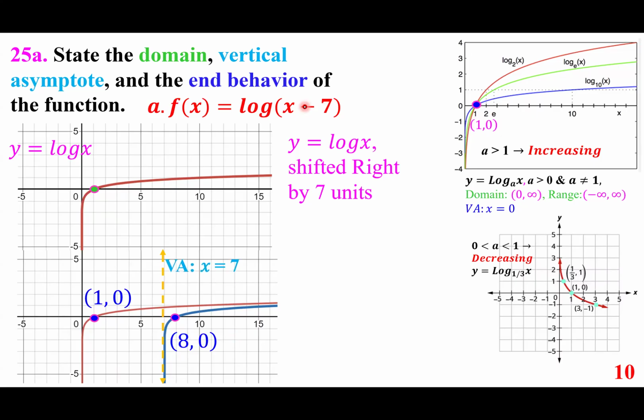Now, let's discuss the domain. Let's discuss the range. Domain is from here to infinity. That means from 7 to infinity. But the range for this one or that one makes no difference, all real numbers. The end behavior, okay, as x goes to infinity, so does y or f of x. As x goes towards 7, f of x goes to negative infinity.